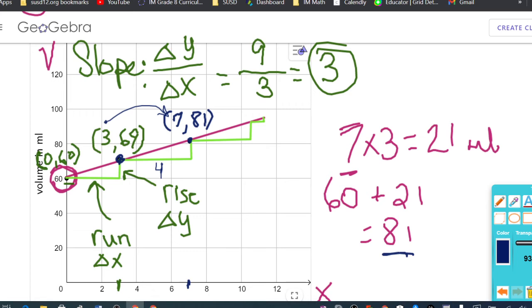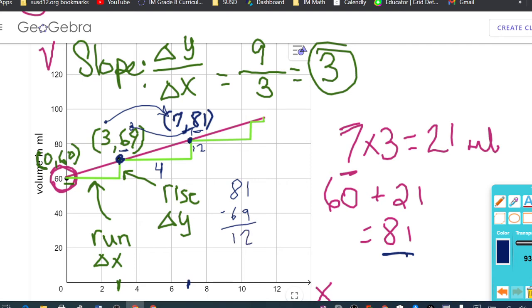The height of the triangle is the change in y. It goes from 69 to 81. Is it a change of 21 units? No, wait, let me think, 12. It's a change of 12 units. From 69 to 81 is a change of 12 units. Let me prove that to you. 81 minus 69 is a change of 12 units.